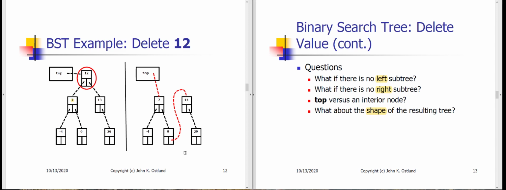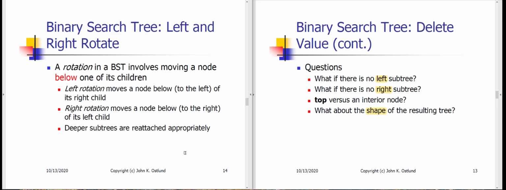An important low-level tool that we have for modifying the shape of a binary search tree is called a rotation. Basically, what a rotation does is to move a certain node below one of its child nodes. So we're doing a local change within a tree. We're taking a particular node and moving it down either to the left or the right, and moving up one of its children in its place.